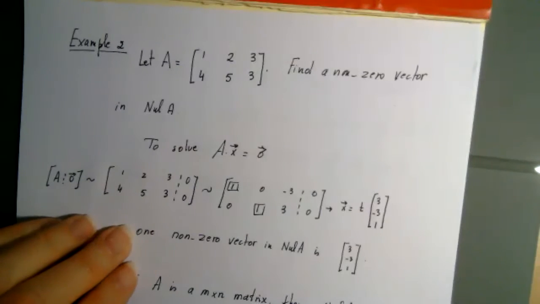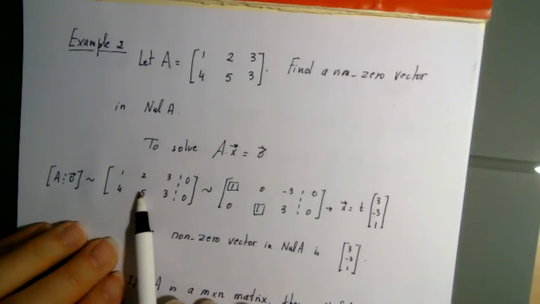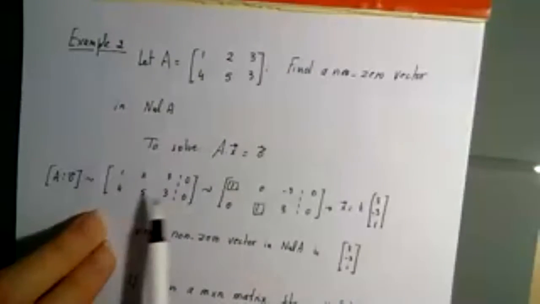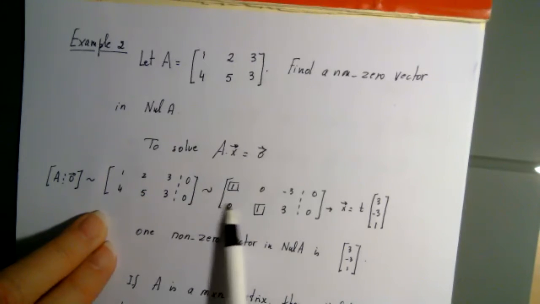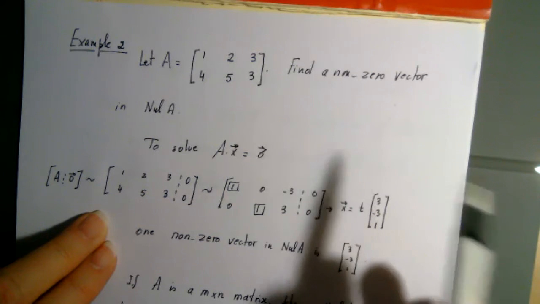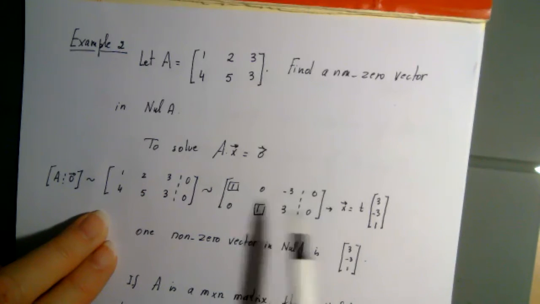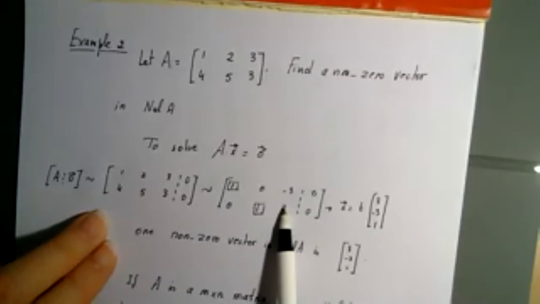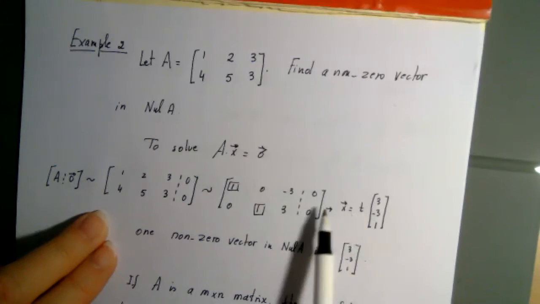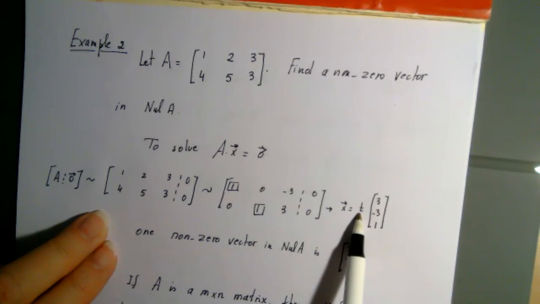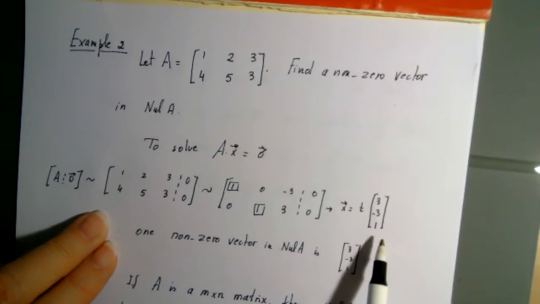So basically I'm asking you to solve the system. So I solve the system 1, 2, 3, 4, 5, 3. I go to my echelon form as usual. So these are my leading variables. I solve. I have x3 to be a free variable. I solve for it. I get x to be a certain scalar times 3, minus 1, 3.